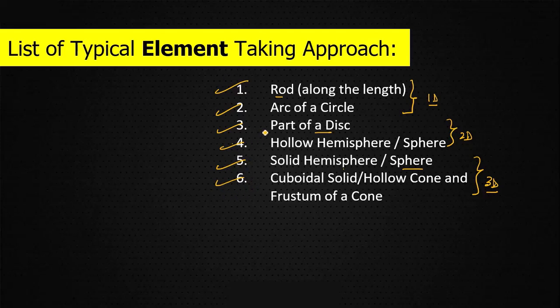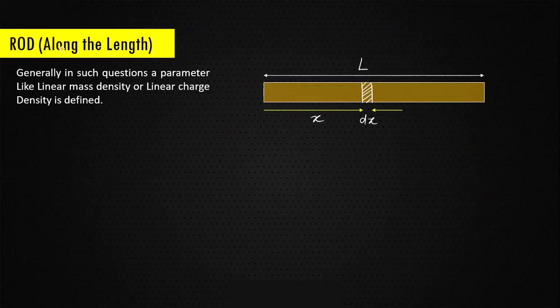So let us start the first application where I am going to take the rod, along the length. Generally in such questions, a parameter like linear mass density, defined by lambda, or linear charge density is given, and you are asked to calculate the total charge. For that you have to move by a distance of x from one end and take an element of length dx.